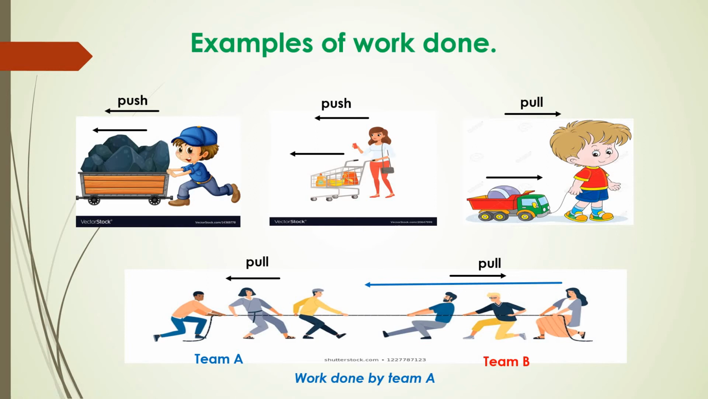So we say that in science, work is done only by team A and not by team B. Although team B was also applying force, they were not making team A move towards them. It was team A that made team B move towards itself, towards the direction of their force. Hence, team A does work and wins the tug of war.